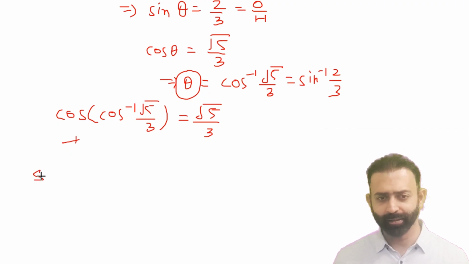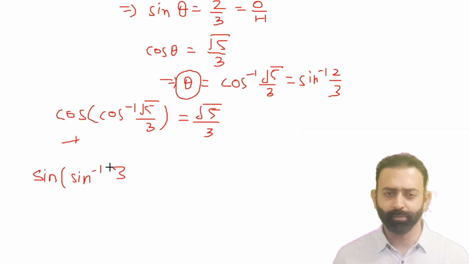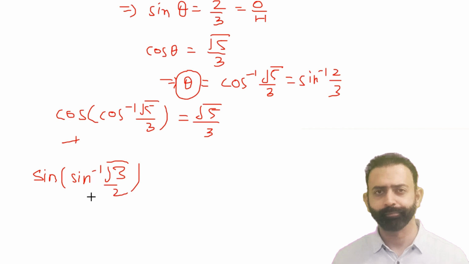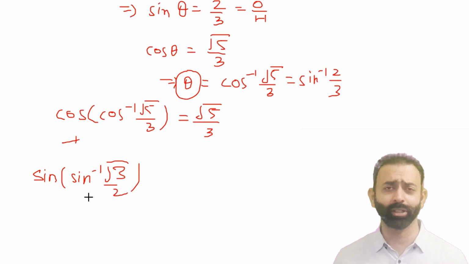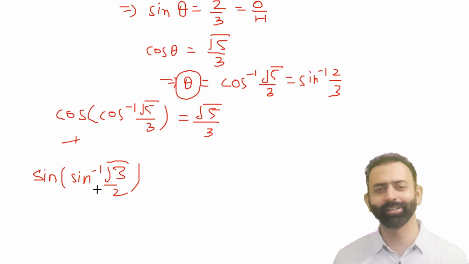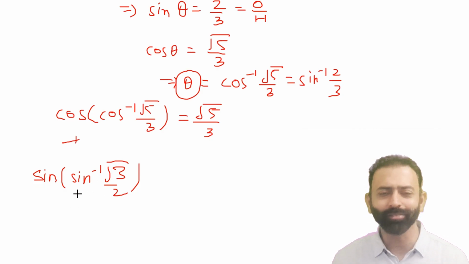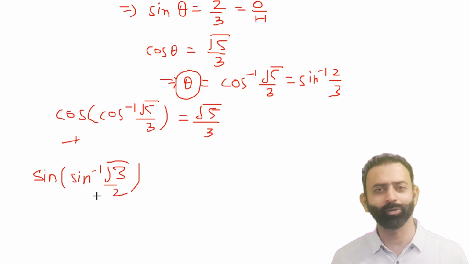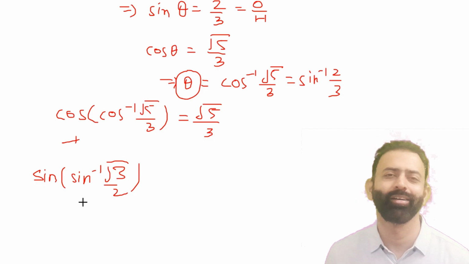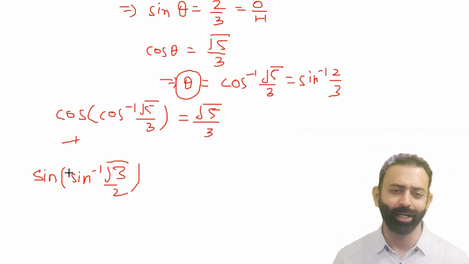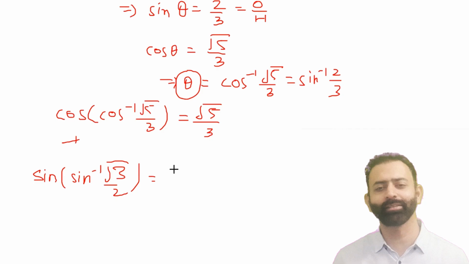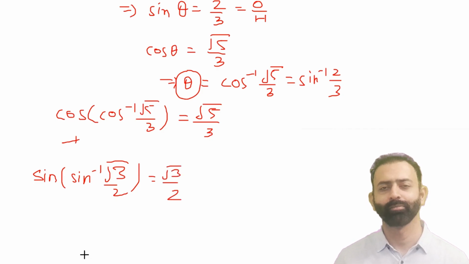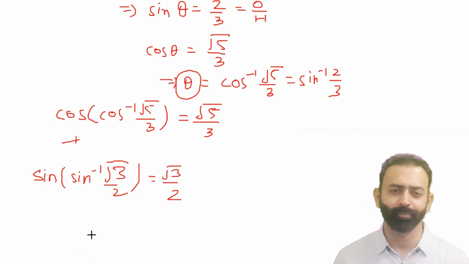Why? If I write this as, let us say, sine of sine inverse root 3 by 2, for example. Sine inverse root 3 by 2, as I know, is an angle, and there is no doubt that you can give the acute angle. The principal value of sine inverse root 3 by 2 will be 60 degrees or pi by 3, and sine pi by 3 you will again give as root 3 by 2. There is no doubt about it, right?